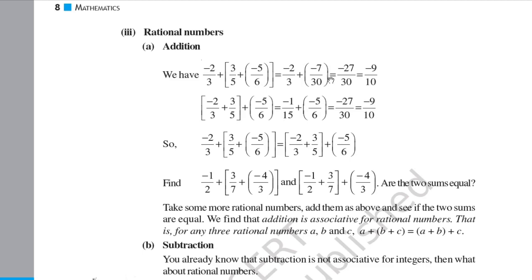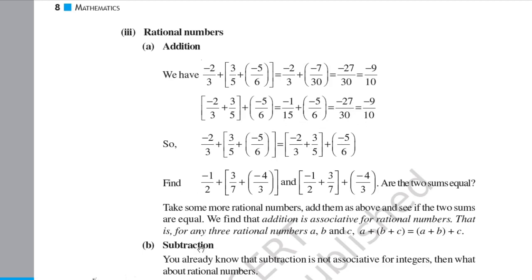So it is equal to minus 27 upon 30. We will cancel this out to get minus 9 upon 10. Now we will bring the bracket here to check whether it is associative or not. Minus 2 by 3 plus 3 by 5, plus minus 5 by 6. So it will be minus 1 by 15 and minus 5 by 6. So it will be minus 27 upon 30, which will be minus 9 by 10. So it is associative. It is satisfying the associative property.